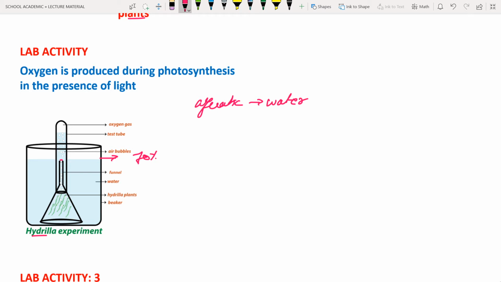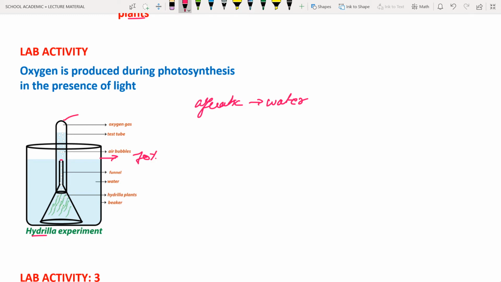Then we have to take one test tube and fill it with water first. Close the mouth of the test tube with your thumb, dip the test tube into the beaker, and insert it in an upright position above the funnel. Now the test tube is filled with water.